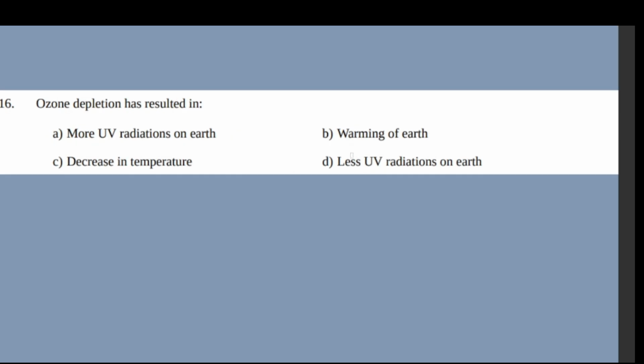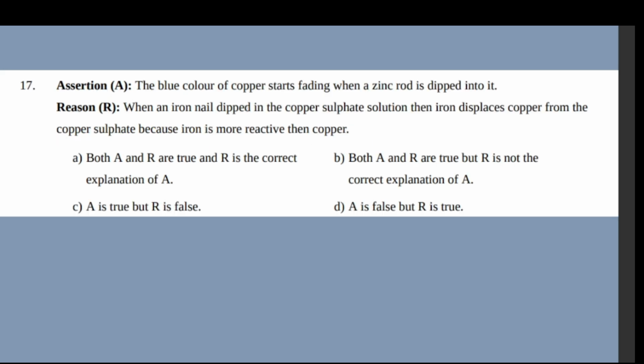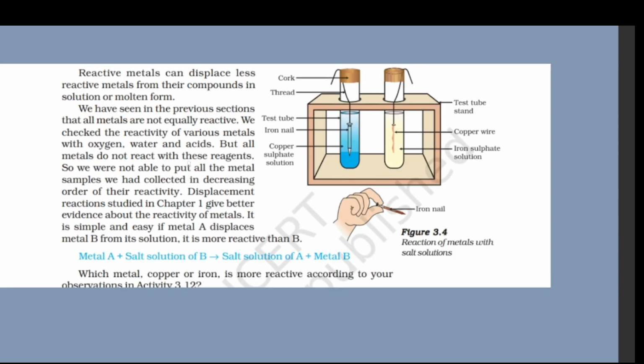I can understand that it was not given in NCERT, but there are some questions that we have to learn from the sample paper as well. Question number 16, again you may answer this. Ozone depletion resulted in more ultraviolet rays or warming of temperature. Okay, next: the blue color of copper sulphate starts fading when a zinc rod is dipped in. The answer is simple, both are true and it is the correct explanation of A.